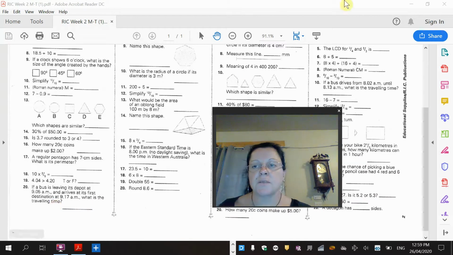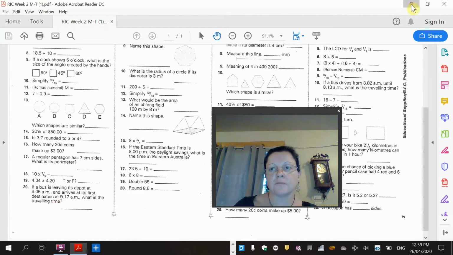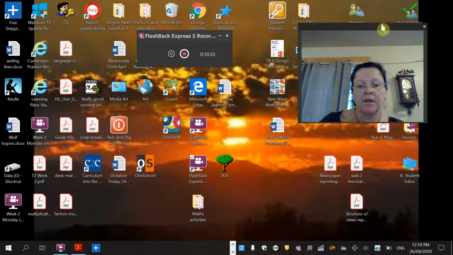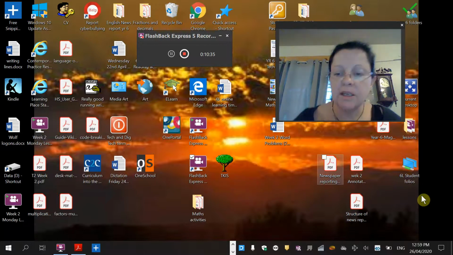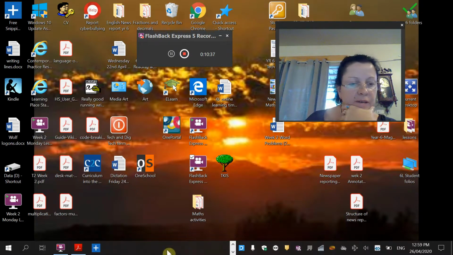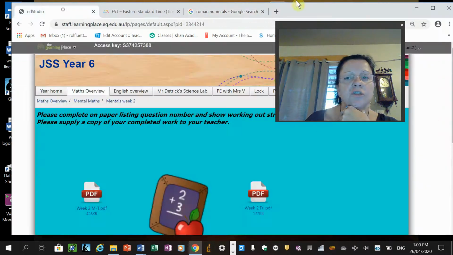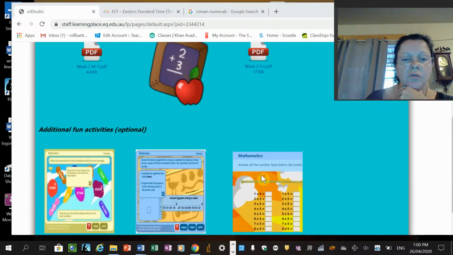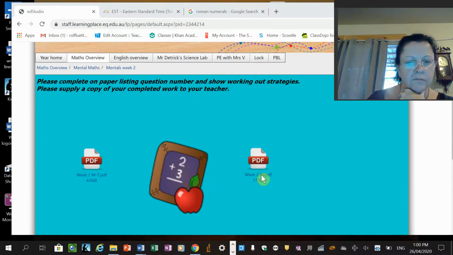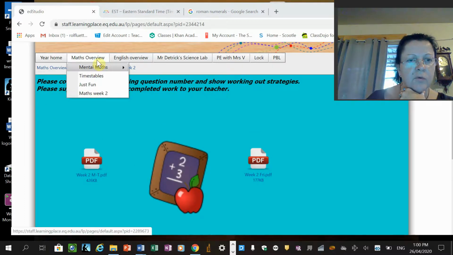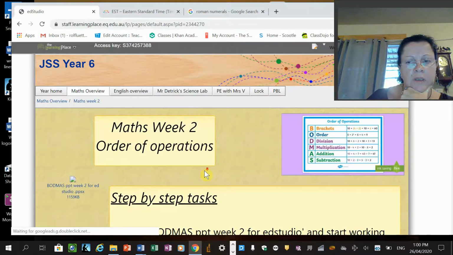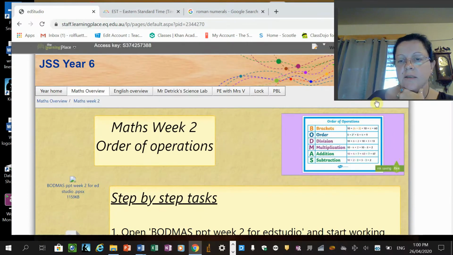Okay, and that's our Maths Mentals for today. Let's have a look at our BODMAS sheets. When you go in and have a look at Ed Studio for today, you will see that for the Maths focus down the bottom, we're still doing BODMAS, and there's the little chart there.